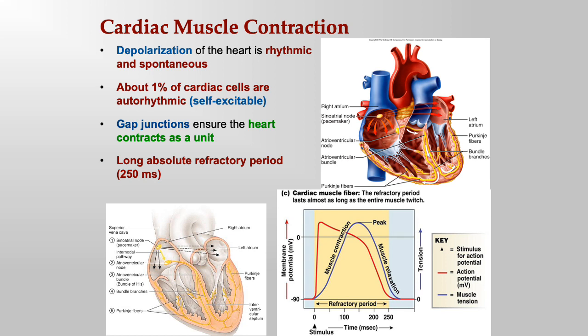Comparatively, 250 milliseconds is 1/4 of a second. So you need 1/4 of a second for the heart to fill with blood again. And there you can see in the upper right diagram, you can see the sinoatrial node, says it's the pacemaker. So those are the self-excitable cells. Those are the autorhythmic cells.